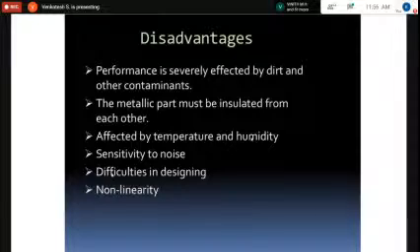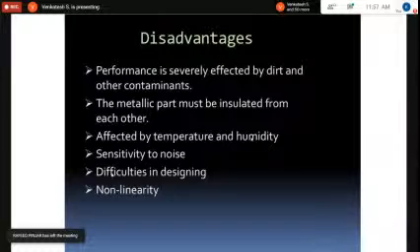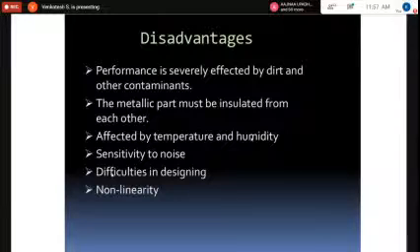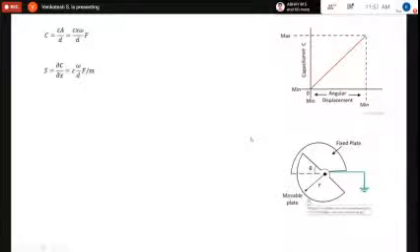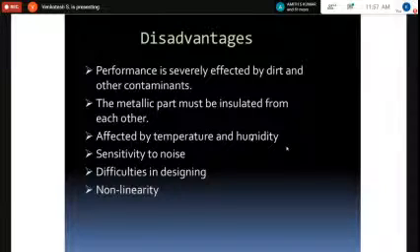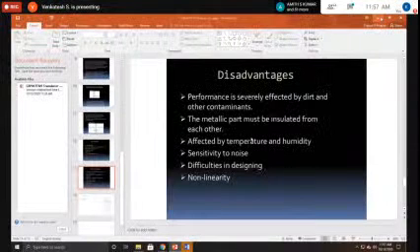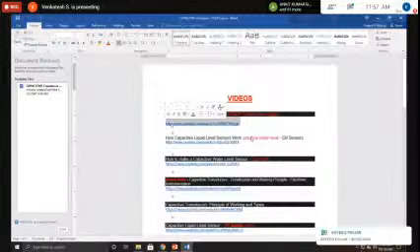Performance is severely affected by dirt and other contaminants. It is very sensitive to dirt because it adds extra dielectric value into the capacitance, and then the readings are corrupted. There is also something called an angular capacitor. You can measure angular displacement as well as linear displacement, as we have seen above. The mathematics of that we will see next time. But for now, I am going to show some videos which are quite interesting, which I have collected from YouTube.